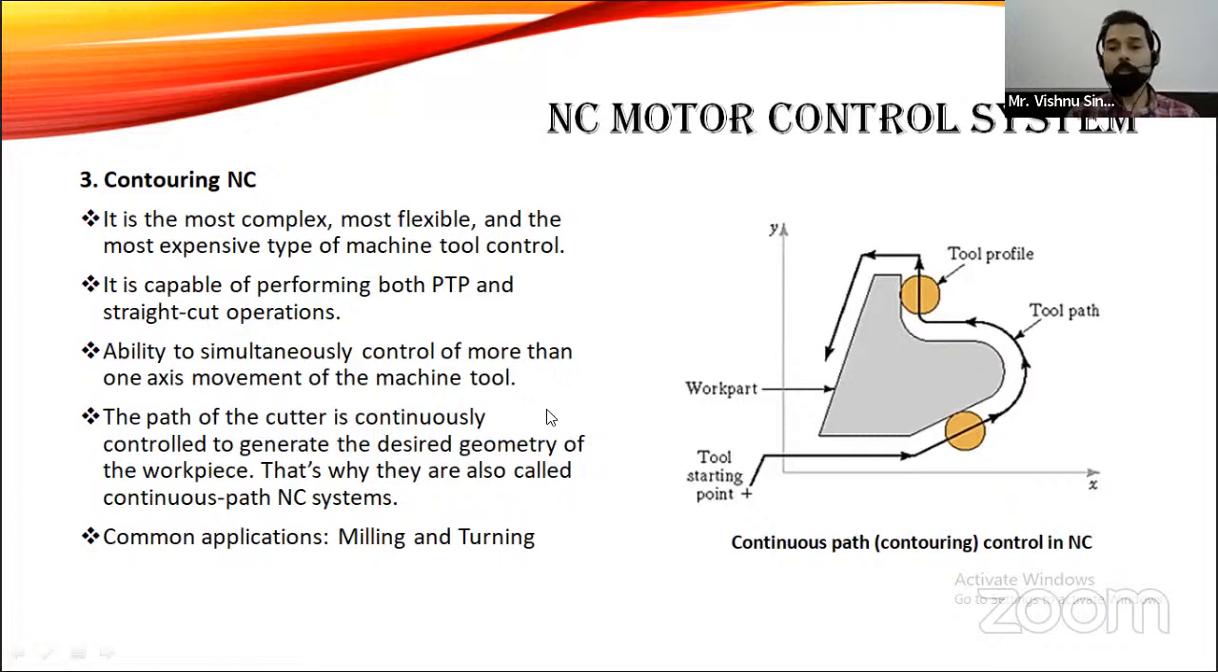Obviously, if my tool is able to take angular cuts, we are able to control its movement in more than one axis, or you can say in multiple axes. The path of the cutter is continuously controlled to generate the desired geometry of the workpiece. So in this case, the cutter path is continuously controlled. That's why they are also known as continuous path NC systems. Some of the common applications are milling and turning.